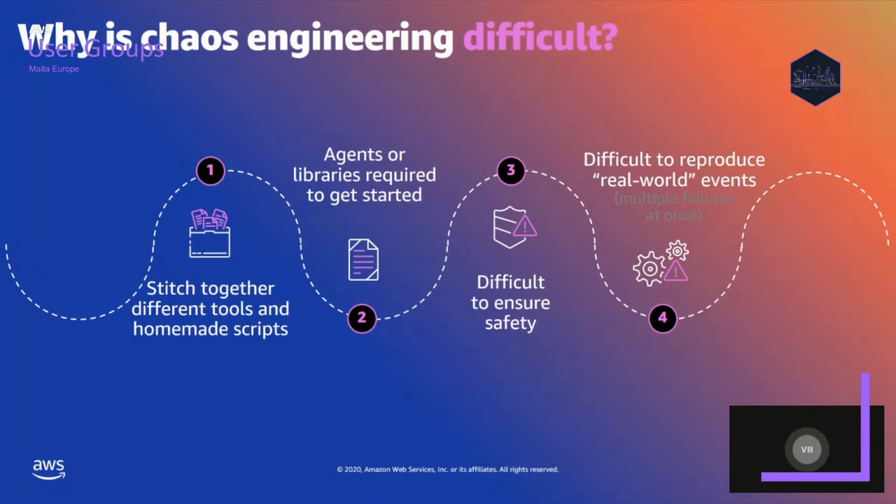Now, that means you have to go back to that stitching together and those scripts that you've put together to go back and improve those. And it can be risky. What you want to make sure to do is that you're doing your chaos engineering safely.